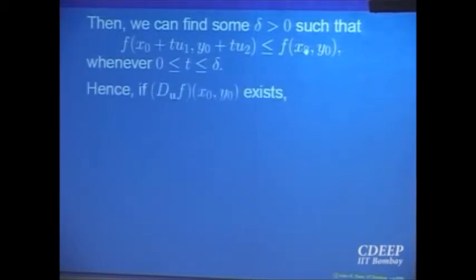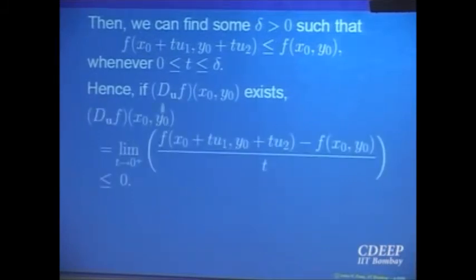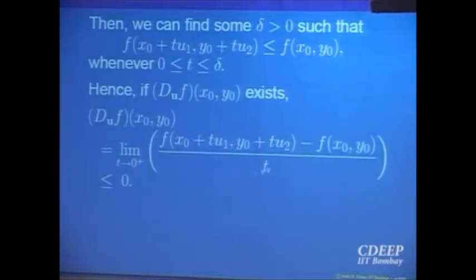That gives me, if I subtract from this and compute the directional derivative. So what is the directional derivative? It is the limit of [f(x0 + t u1, y0 + t u2) minus f(x0, y0)] divided by t, as t goes to 0. And t is positive here, and that being less than or equal to 0, the limit will also be less than or equal to 0. The proof is perfectly similar to the one variable case.